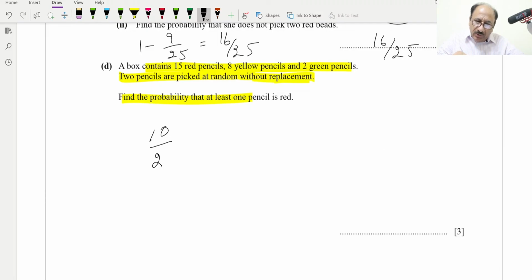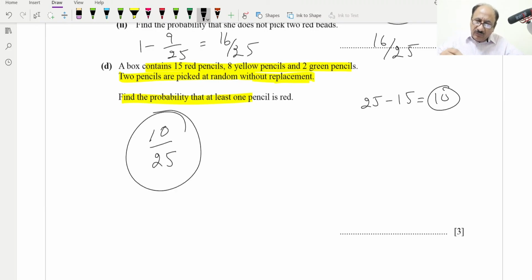So 10 over 25, because there are 15. So 15 are out of 25, 15 are red. So not red will be 10. So the not red probability for the first pencil will be 10 by 25.